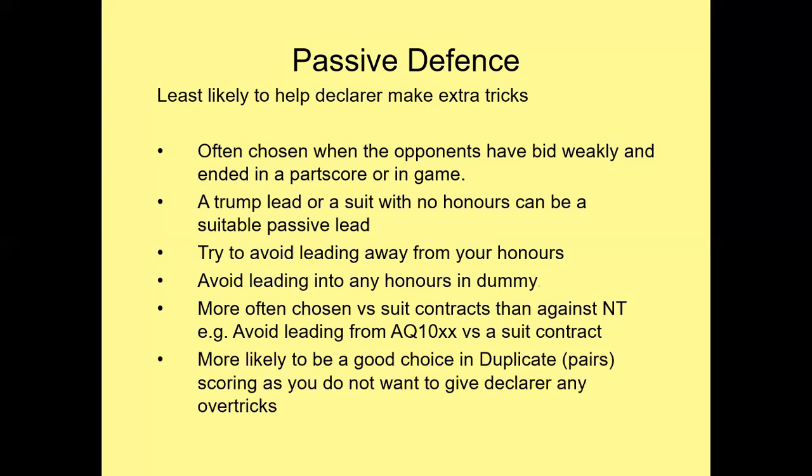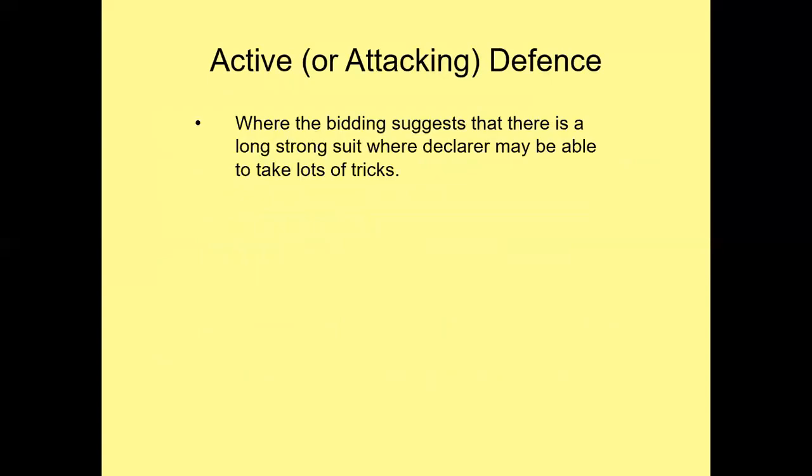And passive leads are more likely to be a good choice in duplicate scoring, which is what we're playing here, rather than other forms of bridge scoring like rubber bridge, where overtricks don't matter so much. But in duplicate scoring, very often you don't want to give away any extra tricks to declarer. So I would contrast passive leads with active leads or attacking defence.